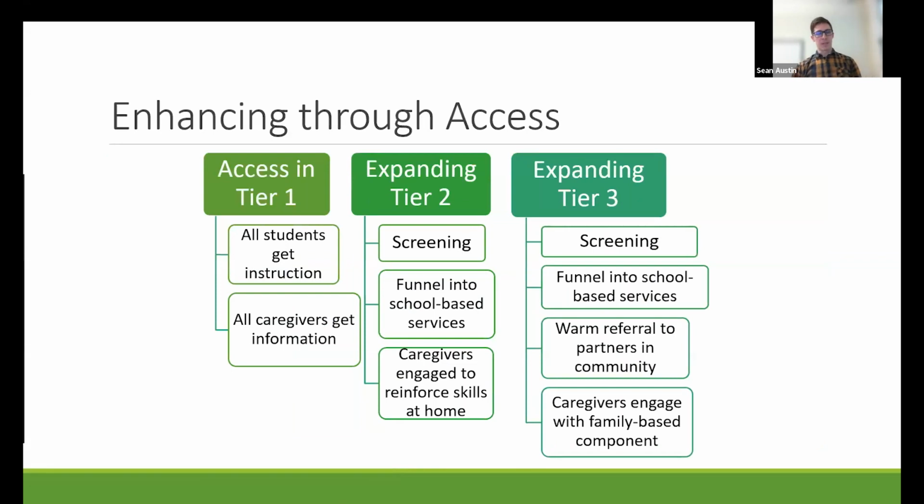The next piece that I want to talk about is enhancing substance misuse services, mitigation and prevention through access. In a typical multi-tiered model, we've got access in tier 1, where all students get those services. In tier 2, there's a screening. We have then a funnel into school-based services, and then caregivers are engaged to reinforce those skills at home. Tier 3, we've got a similar process, but maybe with referral to partners in the community, and of course, more intensive supports and maybe more active engagement of caregivers.